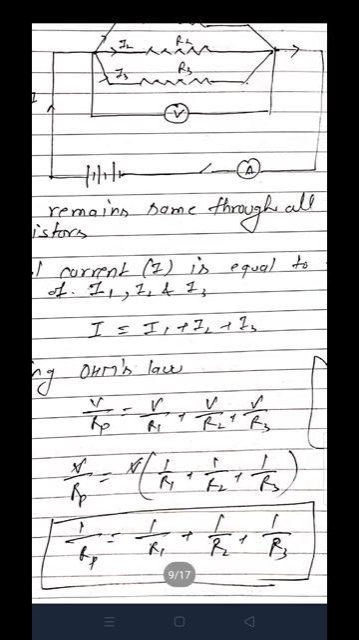I1 is what? V by R1, I2 is V by R2, and I3 is V by R3. Now you can see in the right hand side that all the components have a common V, so V will be taken common and we'll get 1 by Rp equals 1 by R1 plus 1 by R2 plus 1 by R3.